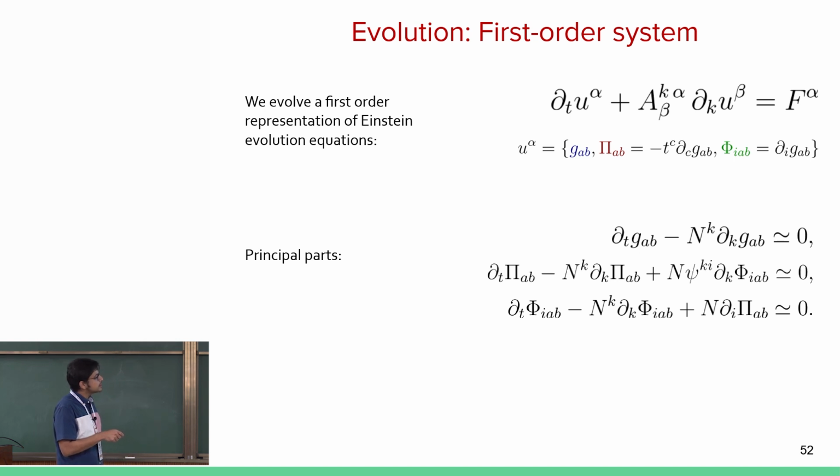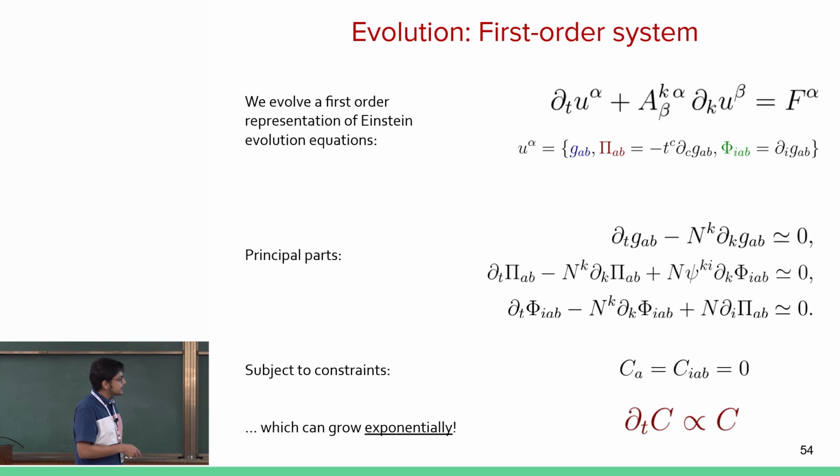And for us, the set of fields are the metric, its time derivative and spatial derivatives, and these are all free variables now. The principal parts of the equations can be written down as these, and these are subject to constraint equations, gauge constraint and the definition constraint for this variable. So C_iab is equal to phi_iab minus del_i g_ab. Because we are evolving phi independently, there is no guarantee that it should always be equal to the spatial derivatives of the metric, which we are also evolving independently of phi.